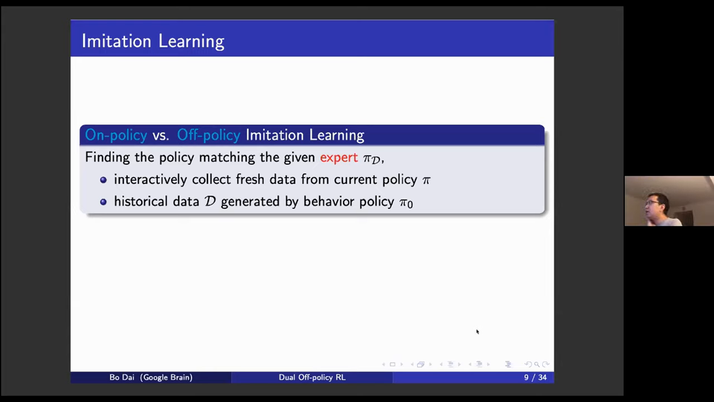Clarification question, sorry to interrupt. So here you have pi d, pi, and pi zero. I wonder, is this pi d the same as pi zero, or can they still be different policies in this imitation learning setup? A good question. Actually, this is my typo. It should be pi d here. Sorry about that. No worries. And then go back to the question.